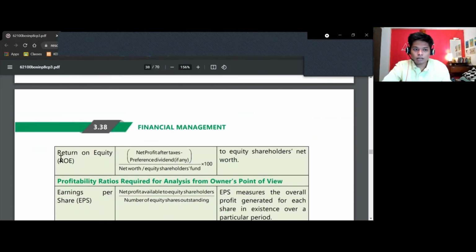Whereas if you come here to return on equity, you'll see that this is net profit after tax minus preference dividend, that is only the funds that are available for my equity shareholders.